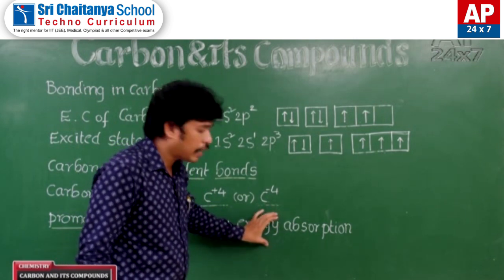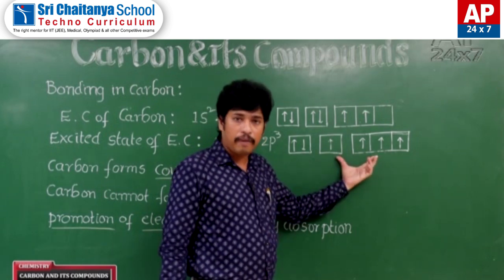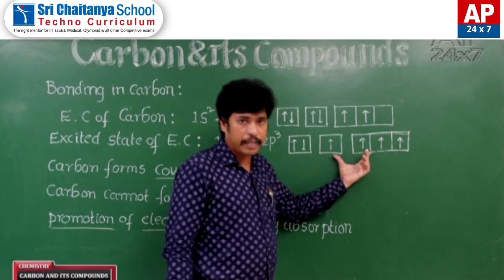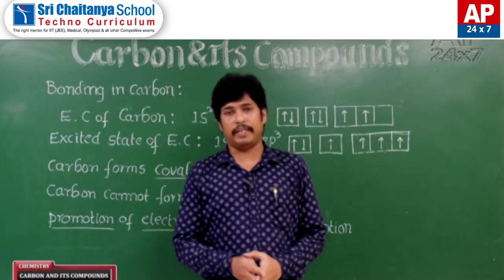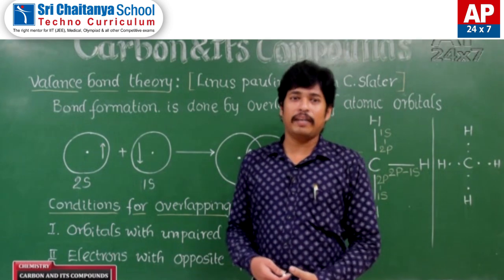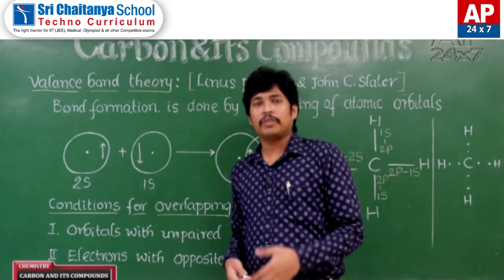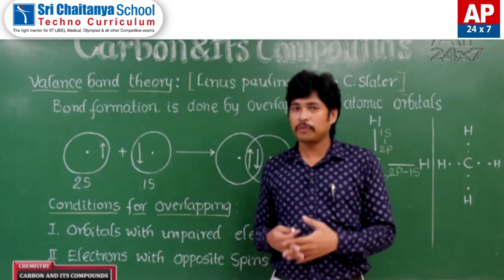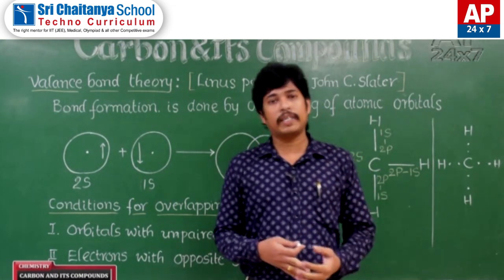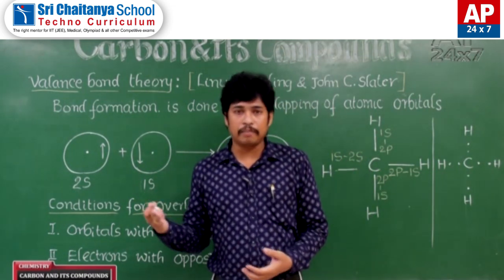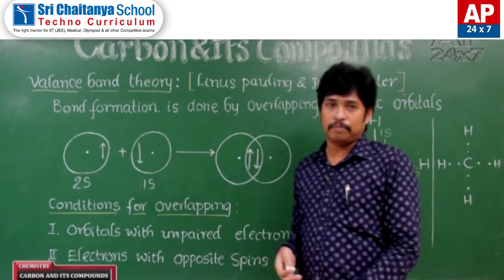Whenever the electron is promoted to the 2p subshell, carbon can have 4 valence electrons in the unpaired condition, so that carbon can form different bonds with the elements. In order to explain this type of bonding in carbon, that is covalent bonding, 2 important concepts we are supposed to recap, which we have already learned earlier: valence bond theory, and the second one is the concept of hybridization. First, let us move on to valence bond theory.